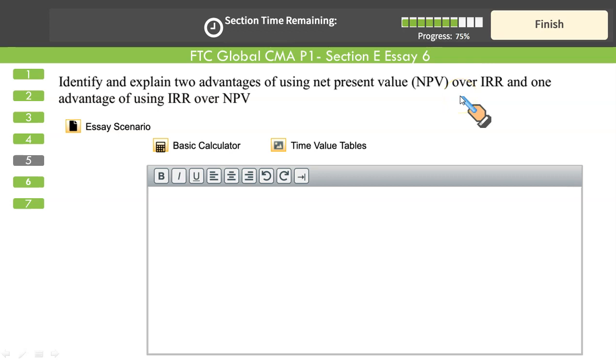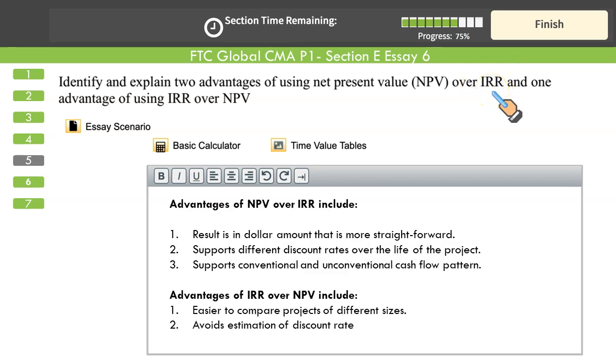When you have to give some advantage of an IRR over NPV, you can say the IRR is a simple percentage rate that is easy to compare with different projects. It's easy for managers to understand, easy to explain. And that's all straightforward. So NPV results in a dollar amount. It's more straightforward. It supports different discount rates over the life of the project.